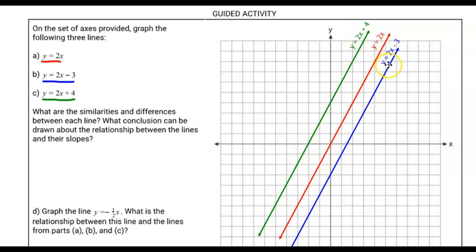And I labeled all of the lines. This is y equals 2x plus 4, this is y equals 2x, and this is y equals 2x minus 3. You can tell by their y-intercepts what their equations are going to look like. It asks now what the similarities and differences are between each line.